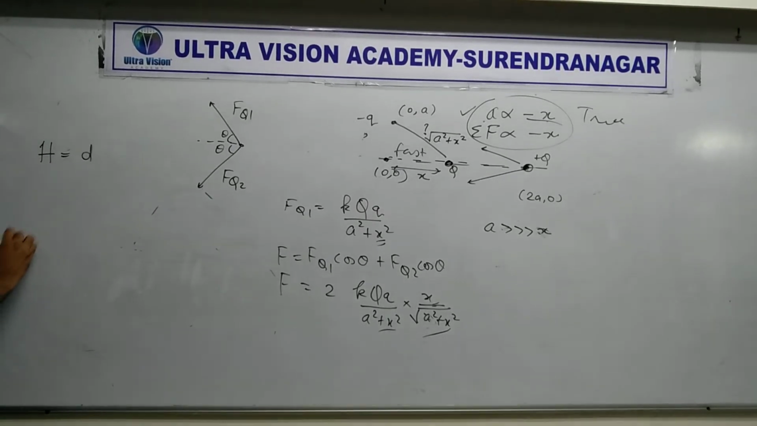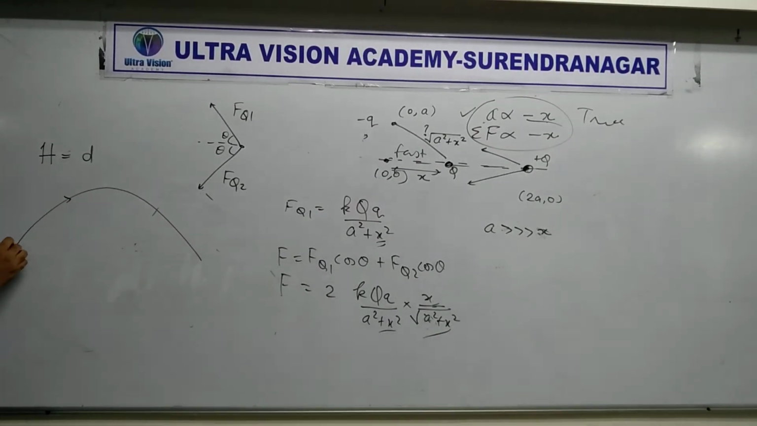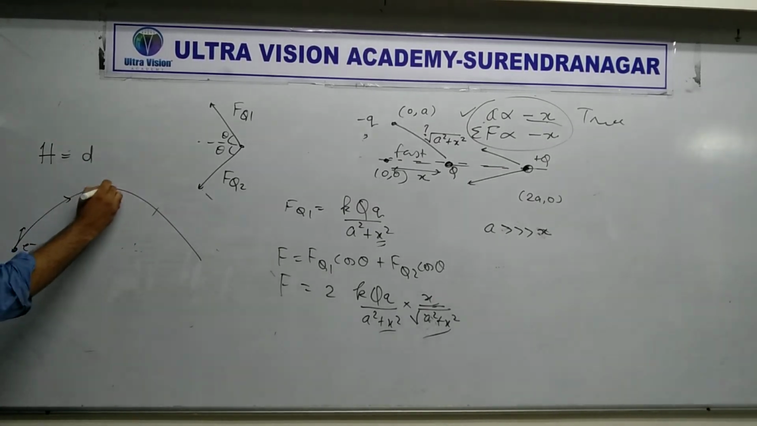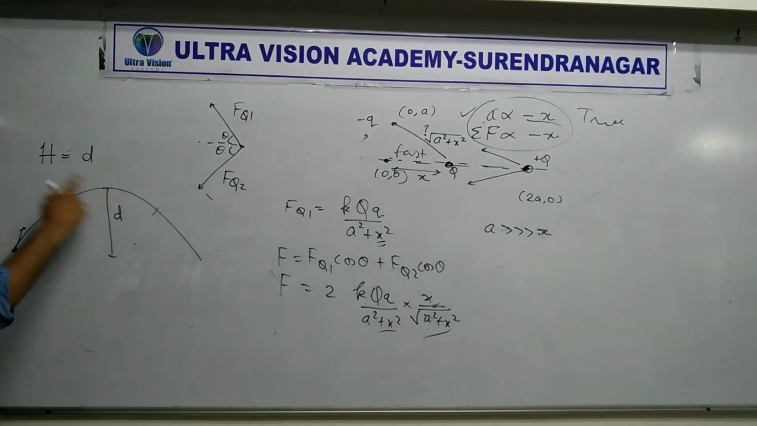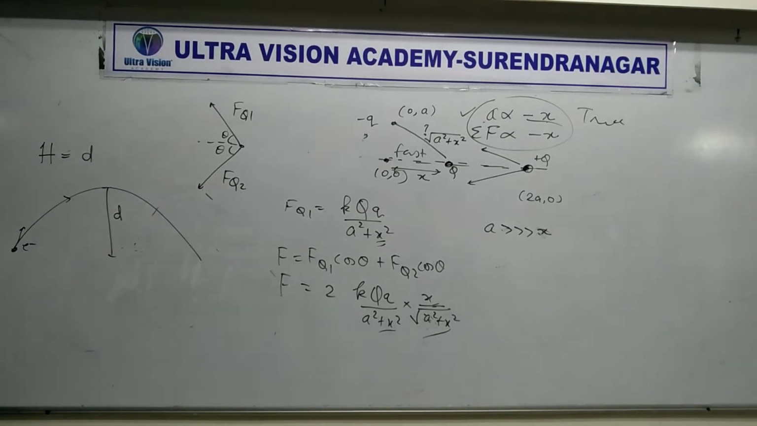What will the electron do? The electron will go like this, a typical parabolic path, just like in projectile motion. So this maximum height should be d. Got it? Yes or no? Absolutely sure. Do you remember the formula of maximum height for projectile motion?